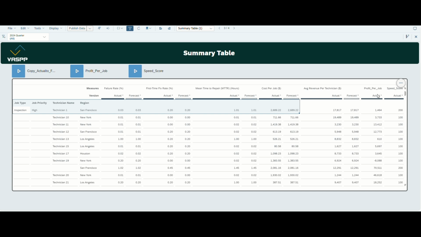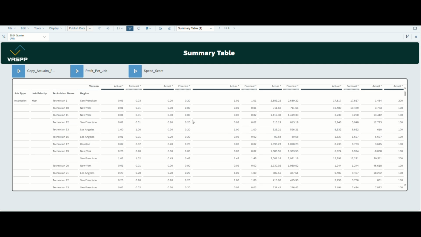And then comes the crucial metric, profit per job, calculated dynamically using built-in logic. This KPI tells you whether all the effort translates into healthy margins or hidden losses. Another powerful metric here is the speed score, a composite value representing technician responsiveness. It tells you if service is not just accurate, but fast, critical in SLA-driven environments.